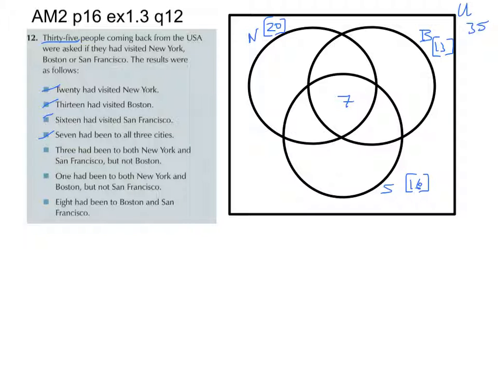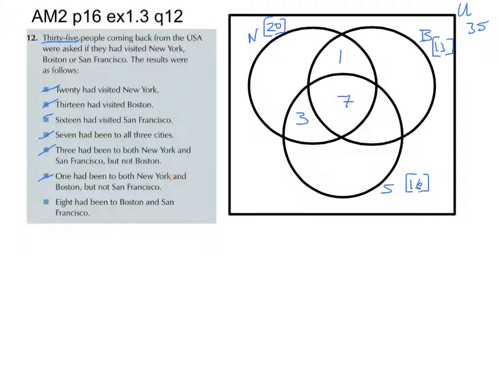3 had been to New York and San Fran but not Boston. 1 had been to both New York and Boston but not San Francisco. And 8 had been to Boston and San Francisco. That includes those people who had also been to New York.